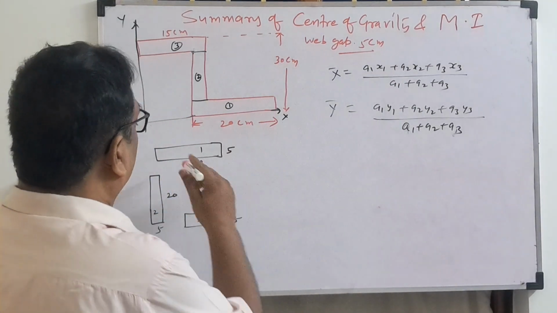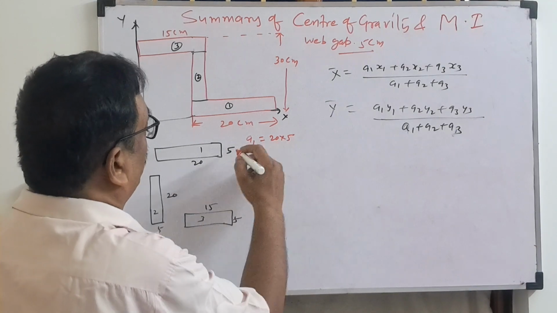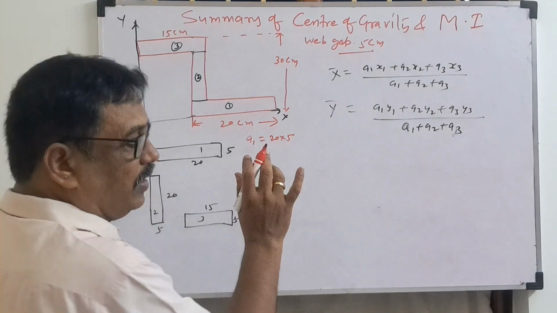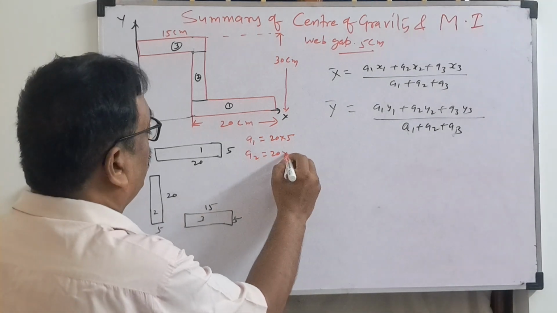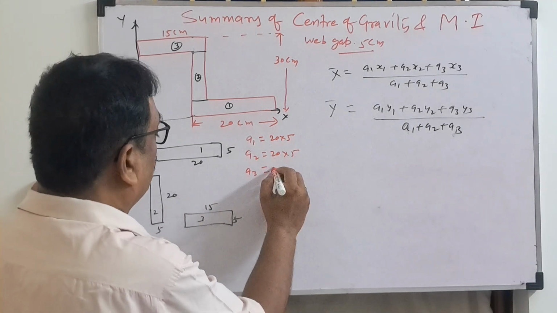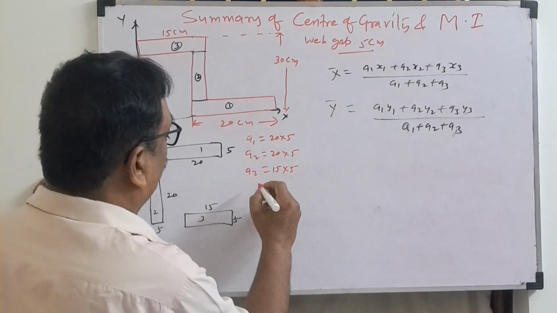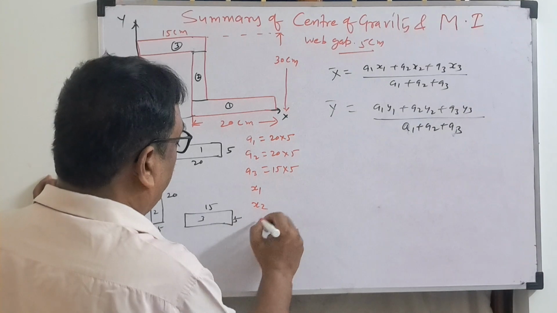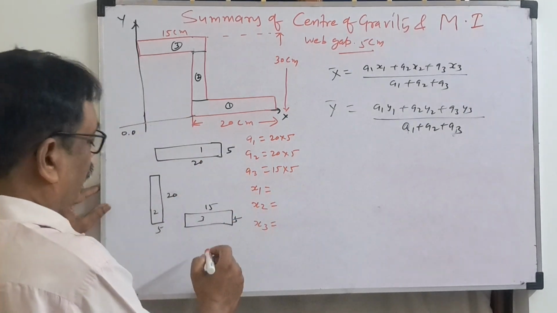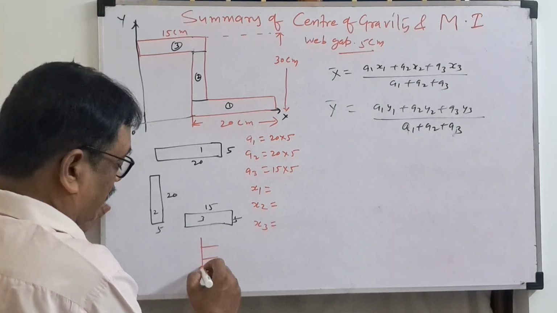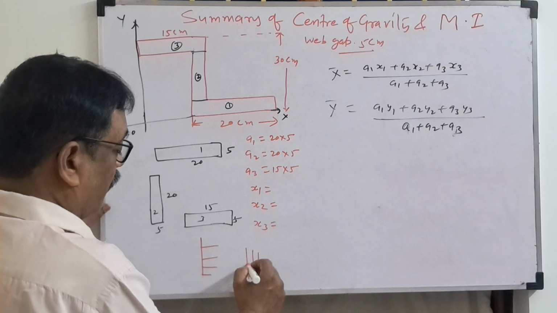Now look here. What is unknown? Area. So first, what is the area? A1 is 20 into 5, whatever unit you write; I am giving only the shortcut concept. A2 will be 20 into 5. A3 is equal to 15 into 5. A1, A2, A3 over. Now unknown are x1, x2, x3. X1 will be measured from the vertical line. Y1 will be measured from the horizontal line.